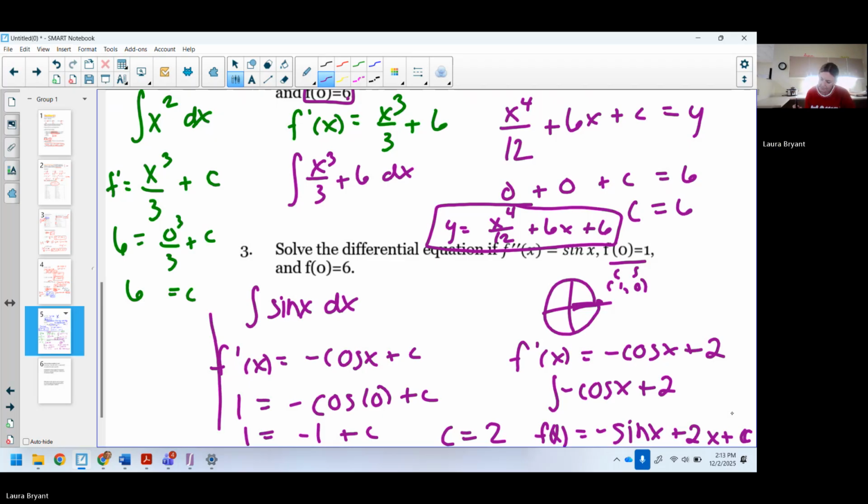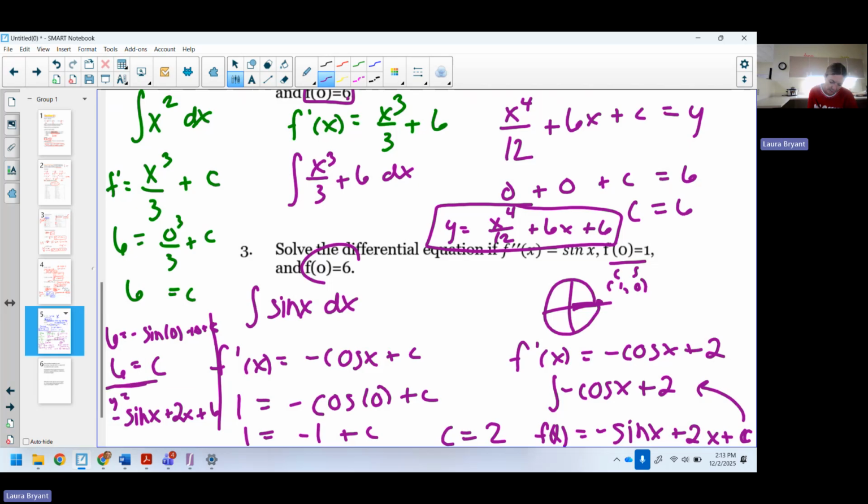Okay, so I'm going to plug in the 0, 6. I have 6 equals negative sine of 0, and then plus 0 plus c. Sine of 0 is also 0, so I end up with just c equals 6. Sorry, that's hard to read there. So I have negative sine x plus 2x plus 6, and that's my original equation answer.